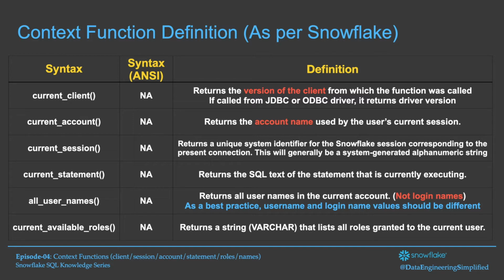Current available roles. This returns a varchar string that lists all roles granted to the current user. We have seen in episodes 1 and 2 how you can switch the context, and one user can have multiple roles. Specifically when you are working in a multi-project environment, you might have a different role under each project. And this function will really help you to know what all roles are available for your profile.